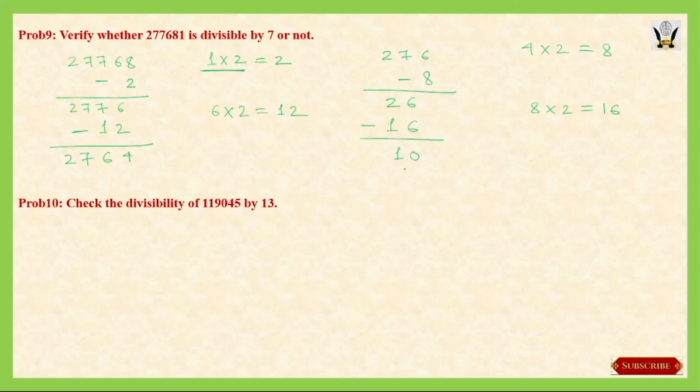Now we don't have to proceed further in the same way, because by this time we can conclude that 10 is not divisible by 7. That means the whole number is not divisible by 7.